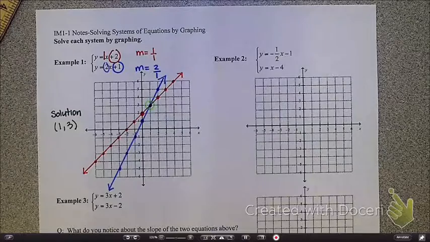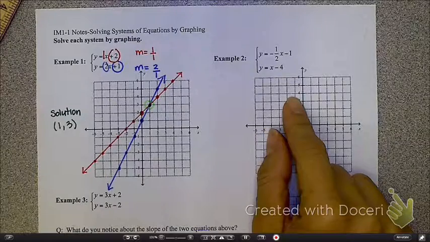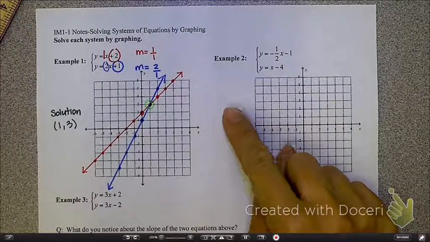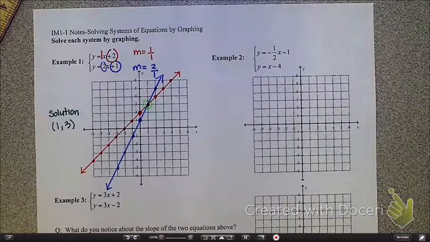Next, you guys are going to try to do example number 2 right now in your groups and try to write down the solution right here, the point that you guys get for this one. So I'm going to give you guys a minute or two to do that.